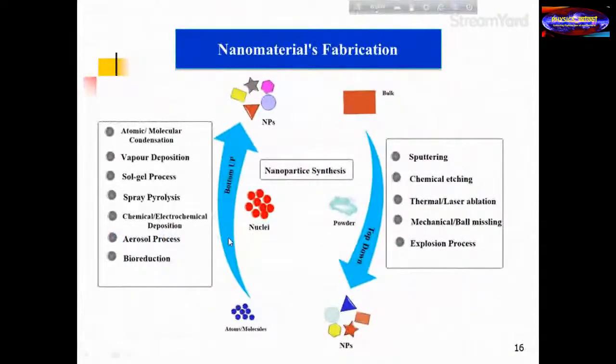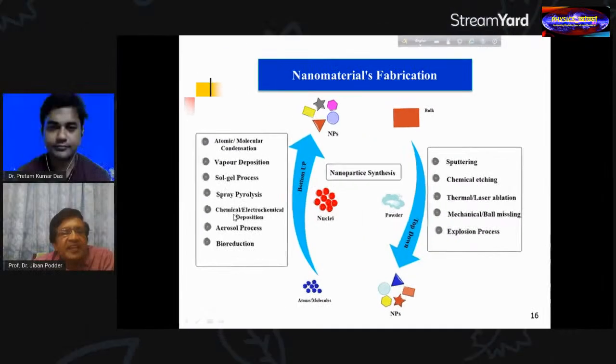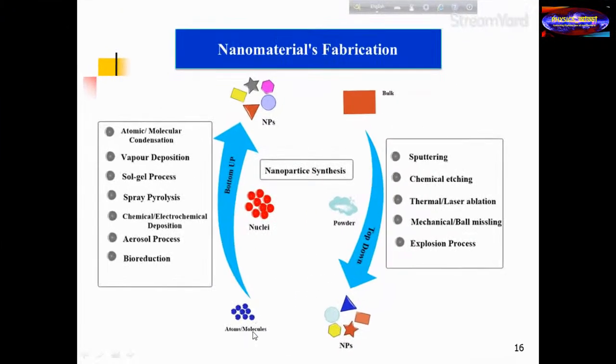So if we see the process of fabricating the nanoparticles, I already mentioned the bottom-up and top-down processes. These are the processes: atomic molecular condensation, vapor deposition, sol-gel process, spray pyrolysis, chemical and electrochemical deposition process, aerosol process, and bioreduction process. That is the bottom-up process. You use atoms and molecules to make the nanoparticle size. So these are the techniques we use to fabricate the nanoparticles.